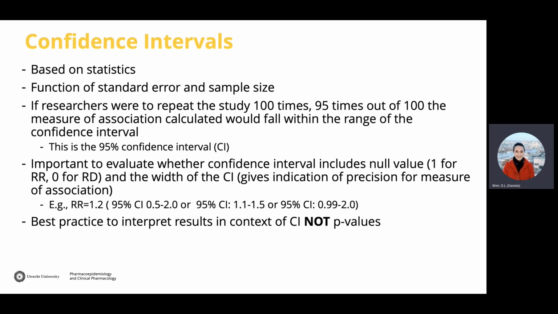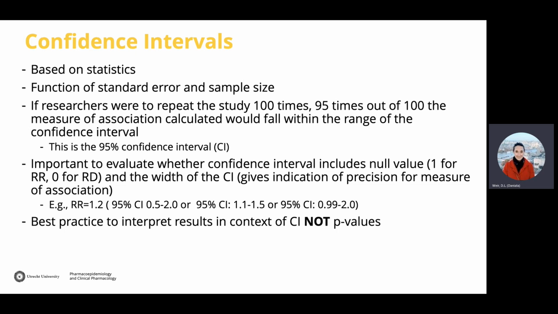So the definition of a confidence interval is that if a researcher or researchers were to repeat a study 100 times, 95 times out of the 100, the measure of association calculated would fall within the range of the confidence interval that's given for a particular study. That's what the definition of a 95% confidence interval is.